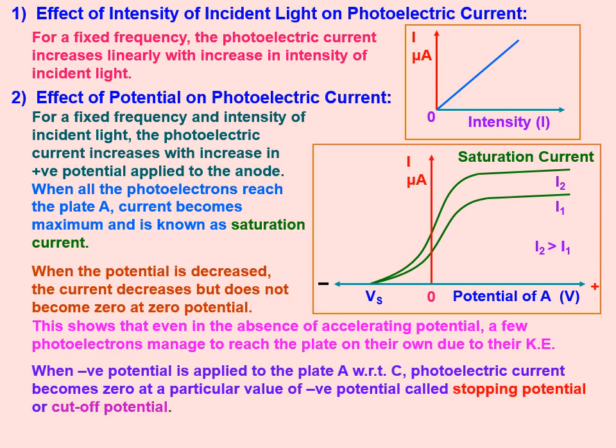So when negative potential is applied to plate A with respect to C, the photoelectric current becomes zero at a particular value of negative potential, and this potential is called the stopping potential or cut-off potential. So the intensity of incident light does not affect the stopping potential.